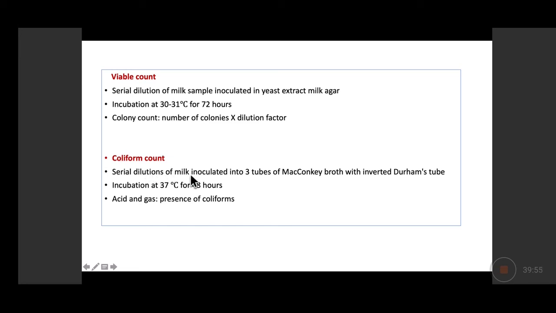Then the coliform count can be done, in which again we serially dilute the milk and inoculate MacConkey broth with an inverted Durham's tube, and we detect the presence of coliforms with the help of formation of acid and gas.